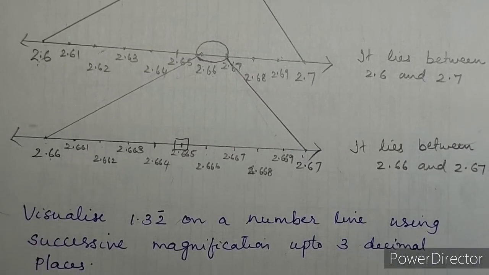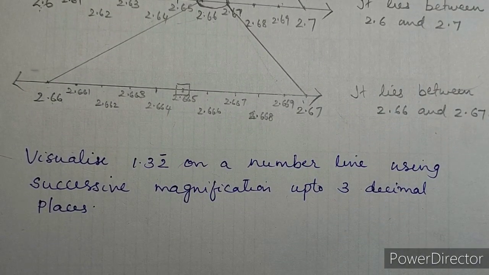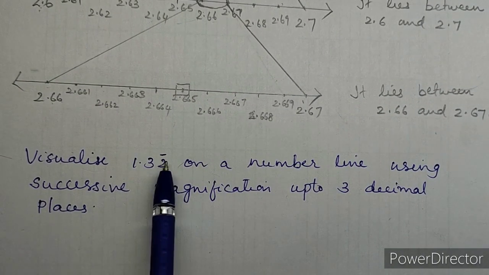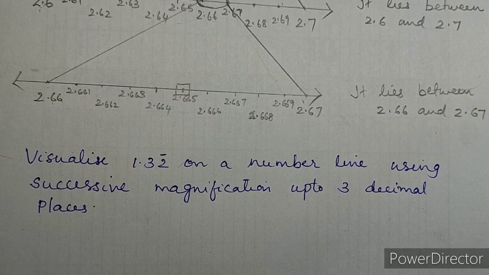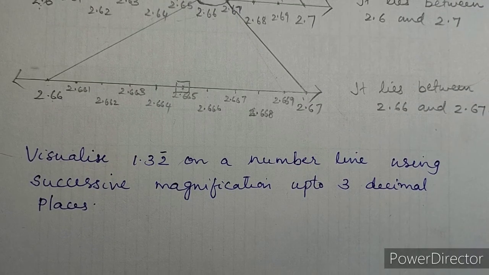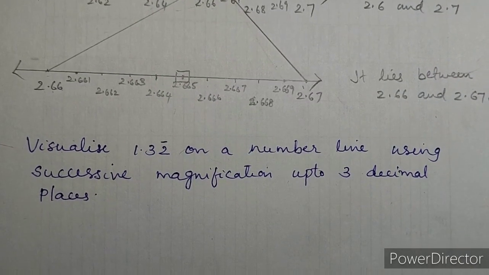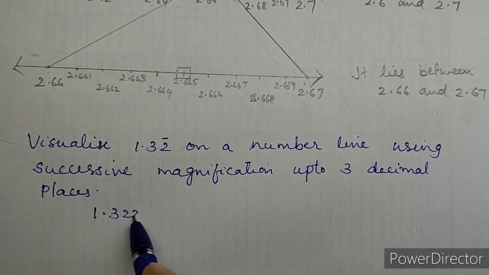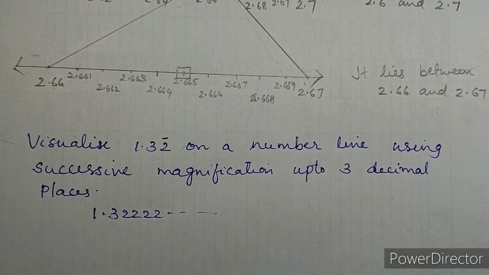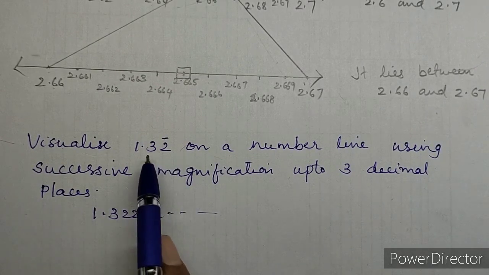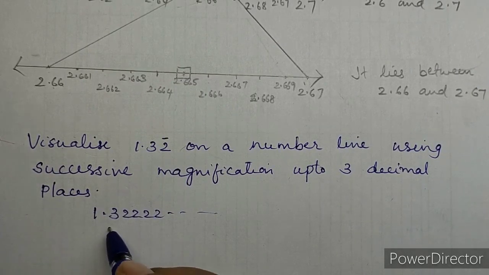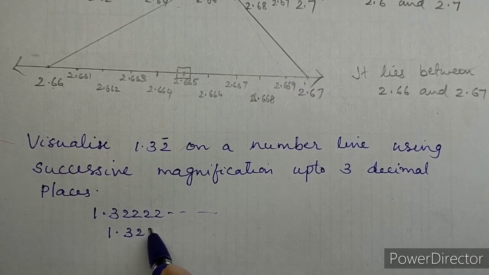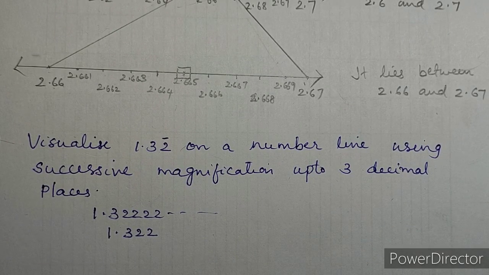Second question. Visualize 1.32 bar, only 2 bar, on a number line. That means only 2 is repeating, using successive magnification up to 3 decimal places. So 3 decimal places only you have to write. So the number you can write as 1.3222 etc. This is the number. Here only 3 decimal places you have to write. That means 1.322. So till there only you have to find.